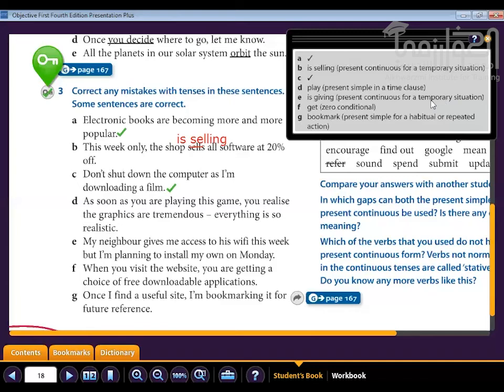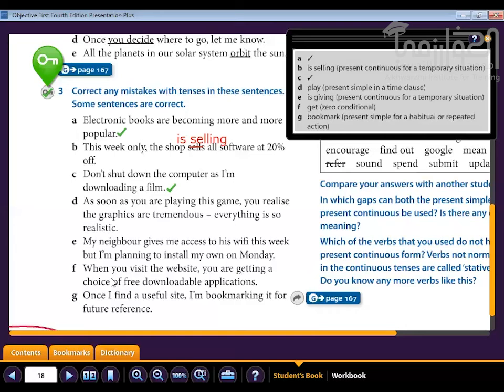And then we have F. When you visit the website, you get a choice of free downloadable applications. So this is another example of the zero conditional. Here we don't use if, but we use when. You can use if, you can use when. So if you visit a website or when you visit a website, you get. And zero conditional means verb in simple present, visit, and then you get, also simple present.